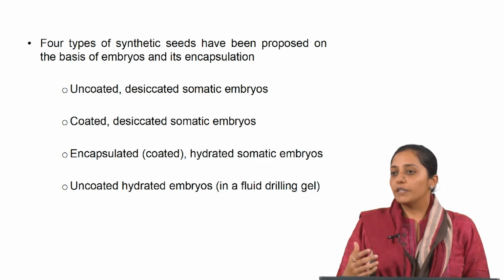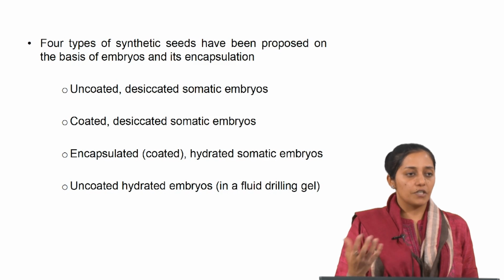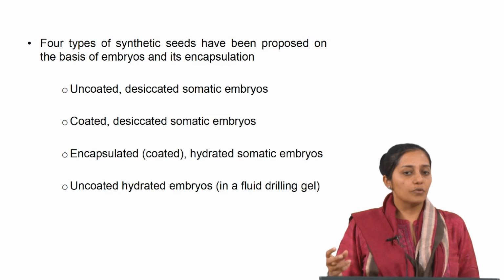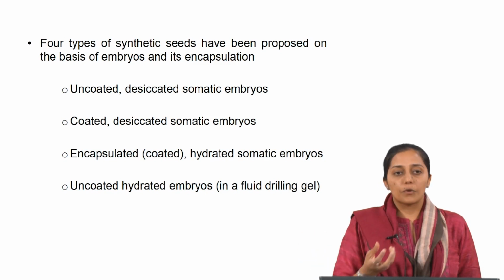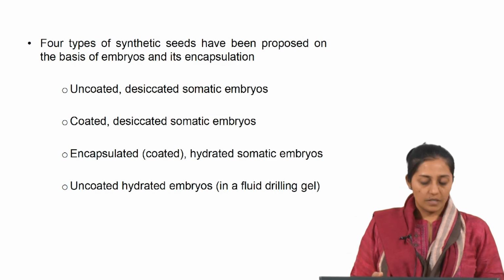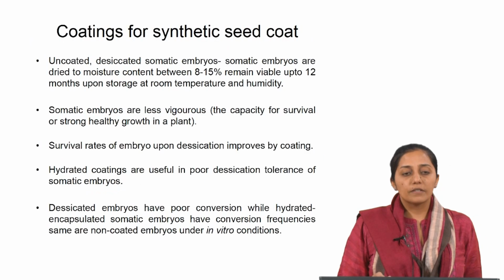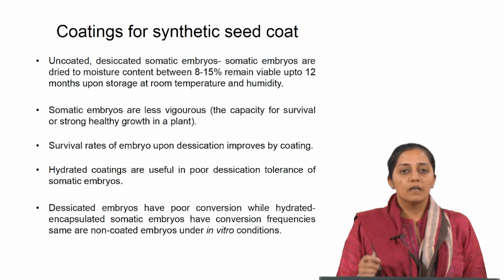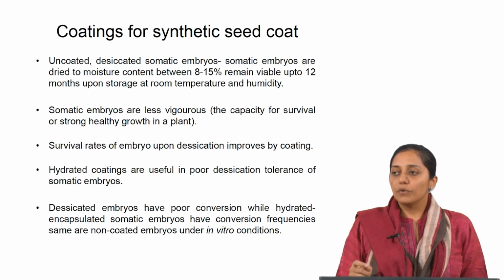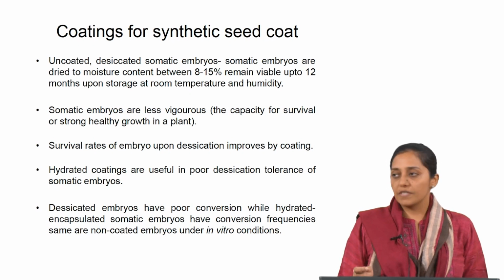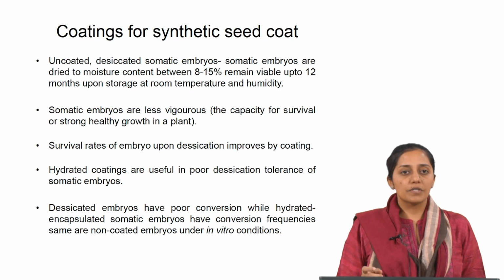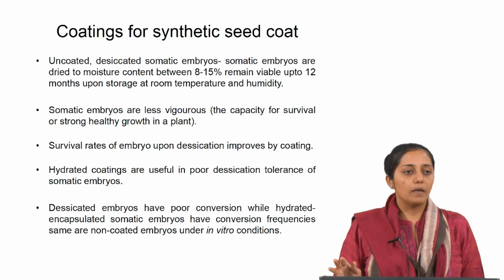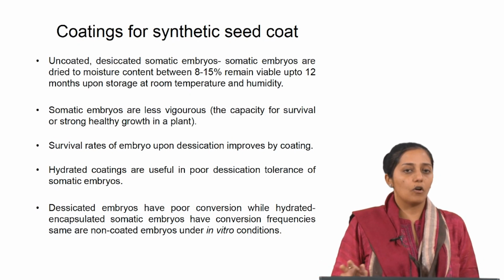So, you need to make sure there is a balance between the vigorousness to convert, the time it takes to regenerate into plantlets, and the protection from the environment such that it does not become non-viable. So, let us talk about the coatings. Uncoated desiccated somatic embryos, what are they? Somatic embryos are dried to reduce the moisture content to 8 to 15%, such that they can remain viable up to a period of 12 months, which means they can be stored for a year.